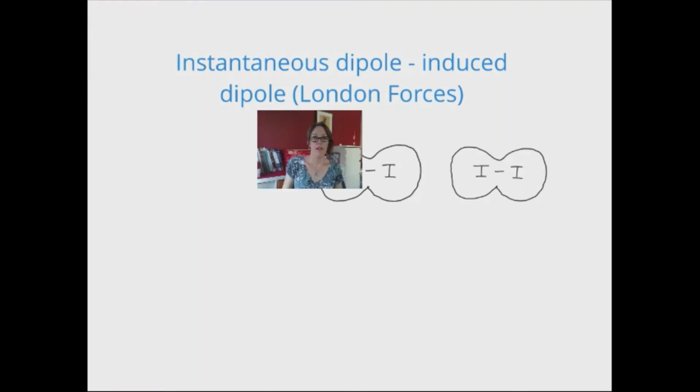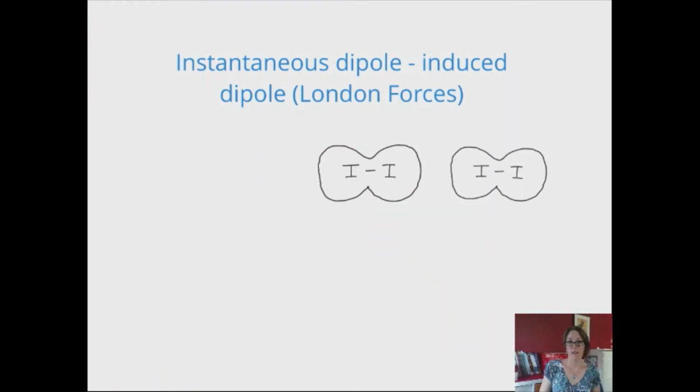Last one we're going to look at then is our instantaneous dipole, induced dipole. You may call these London forces, you may call them van der Waals forces. My course actually calls them London forces, but I prefer to teach it as instantaneous dipole induced dipole because it tells you what it does. So let's explain what's happening here. This is iodine. There is no difference in electronegativity, but electrons are moving randomly all the time between the two iodine atoms. So there is a cloud of electrons that's being shared across the whole molecule.